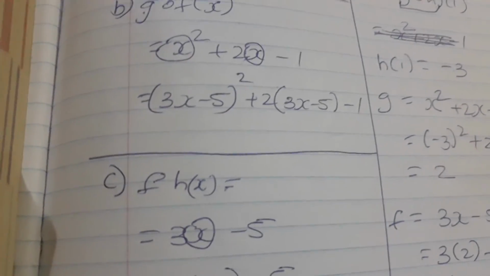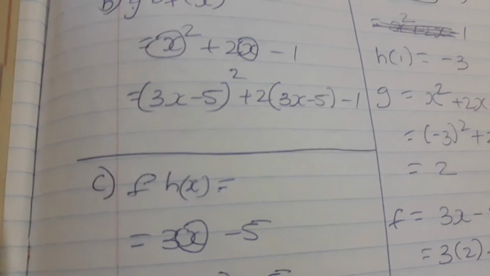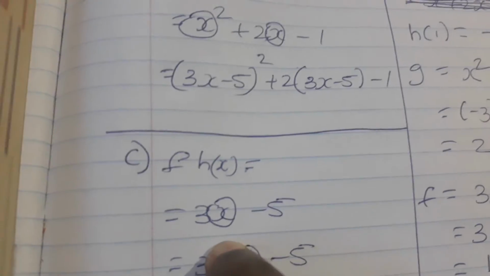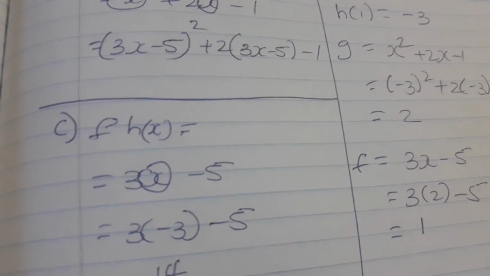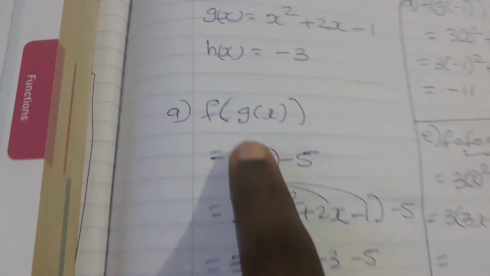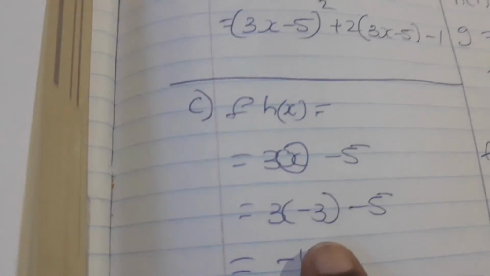Okay. Now next one. It says we have to find f of h of x. So everywhere that I have an x, I'll replace it with h of x. H of x is -3. So instead of h of x, I'll replace that with -3. I have a numerical answer.